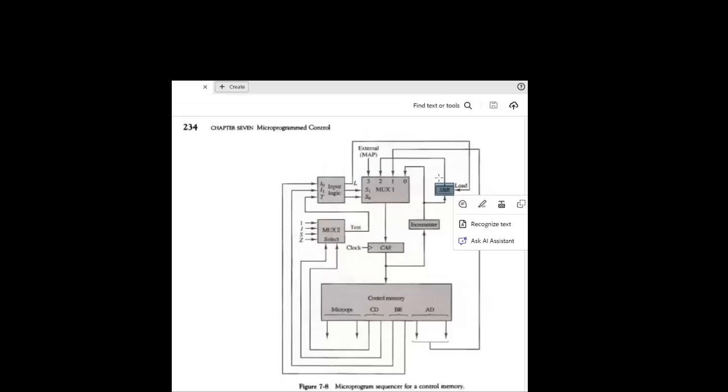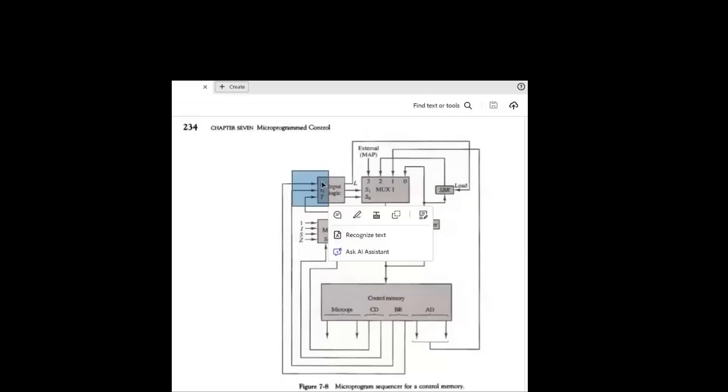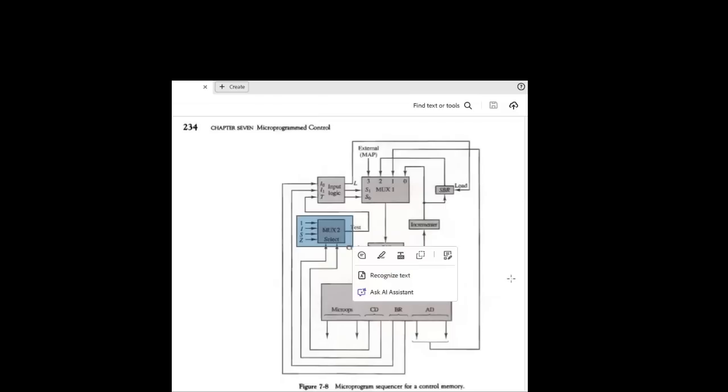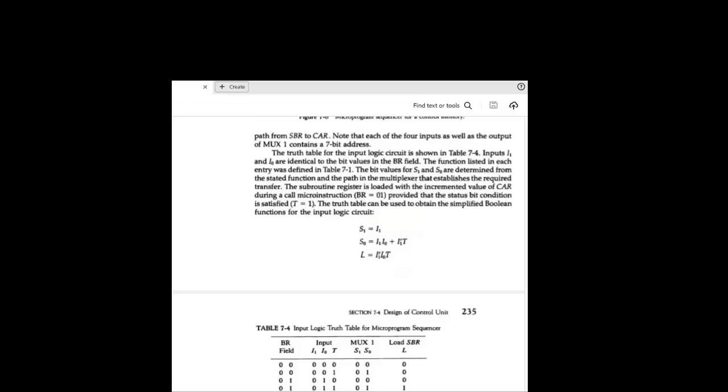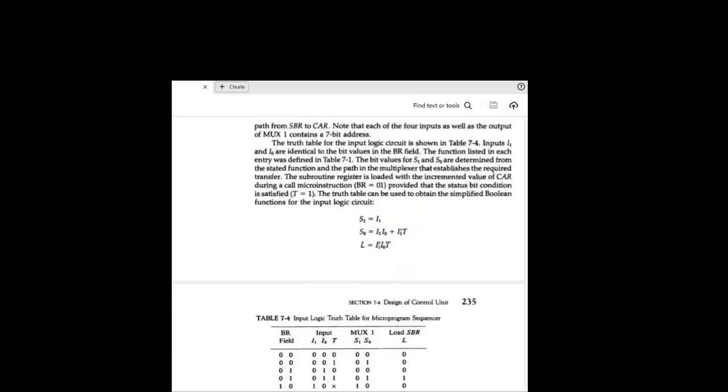Okay, so the selection lines as well as the load input of your SBR are dependent only upon I0, I1 and T. I0, I1 are the fields from BR and T is the test output of the CD values. Okay, let us see the truth table for it. This is the logic truth table for the microprogram sequencer. Let us talk about BR. We know that BR 0 0 is jump, 0 1 is call, 1 0 is return and 1 1 is map.